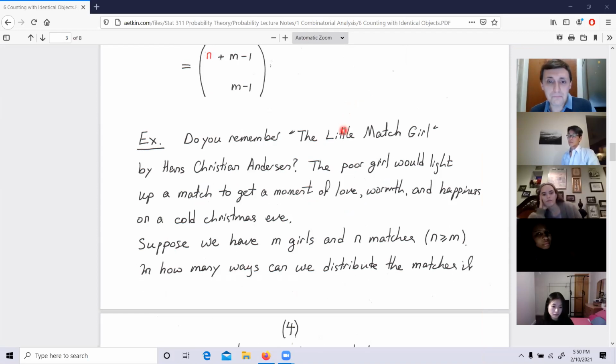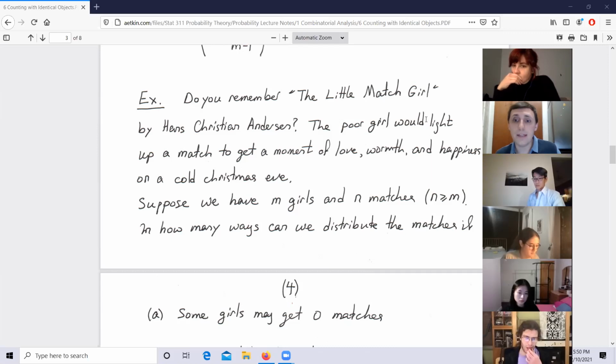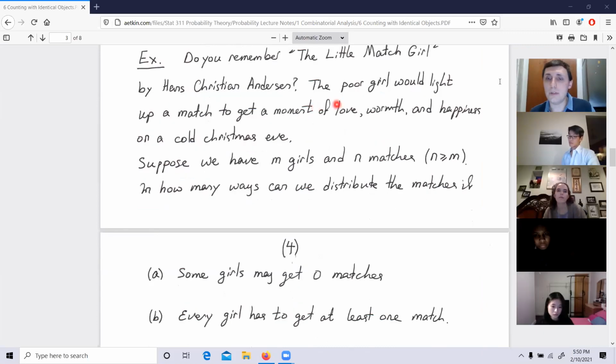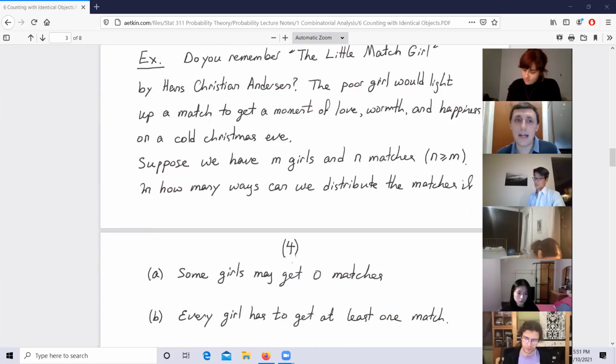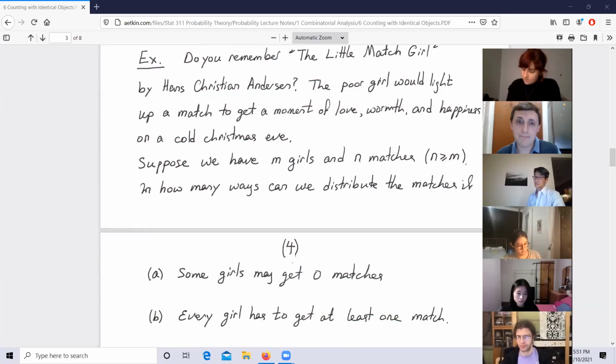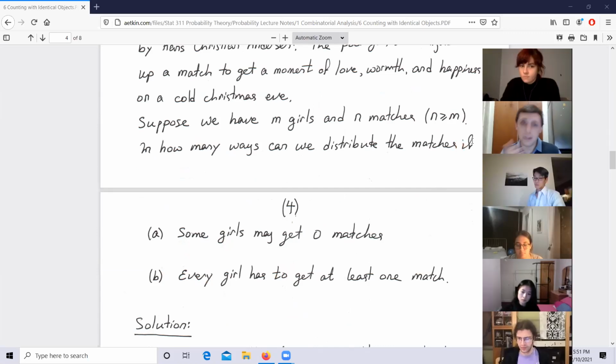So the question is, of course, if we have M girls and N matches, how many ways are there to distribute the matches among those girls if it's allowed for some girls to get no matches? Understand? Some girls can be left matchless. How many possibilities? And then solve B. Now every girl has to have at least one match.